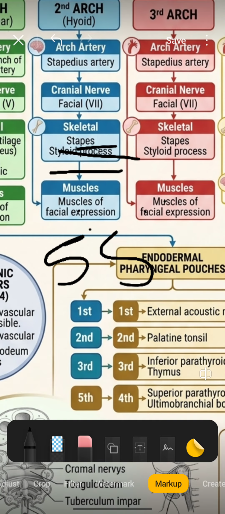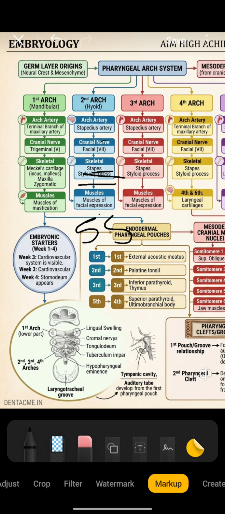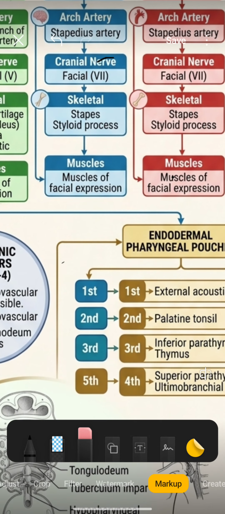Okay. 1, 2, 3, 4. Okay. 5, lower portion of external ear. Okay, this is the skeletal element. Skeletal element 5S. So easy to remember. Learn it. Next is the muscles.